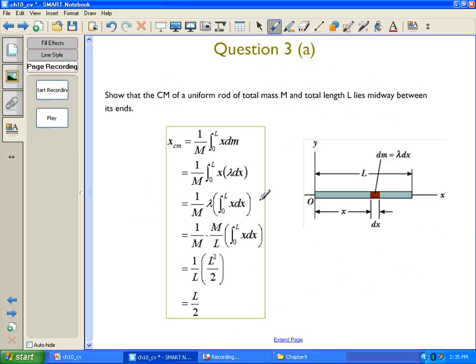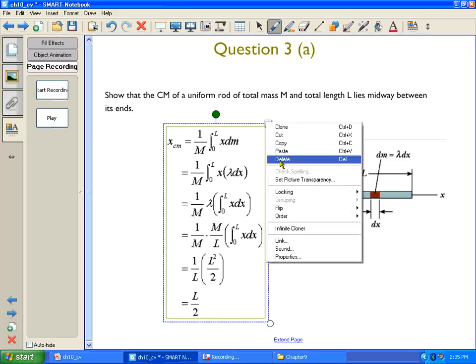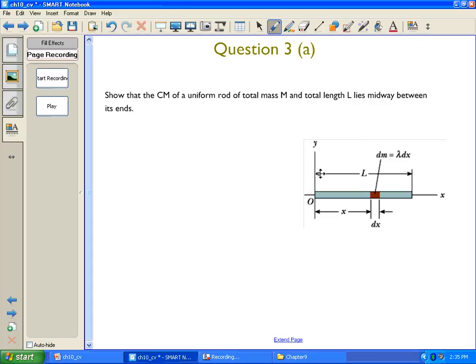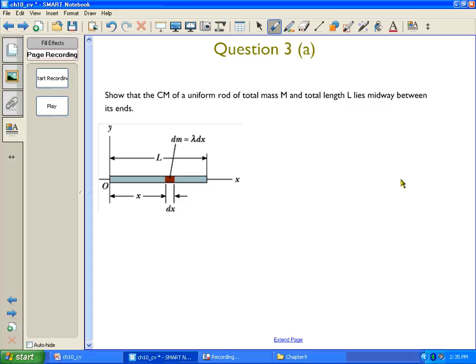Okay, next question. Show that the center of mass of the uniform rod of total mass M and total length L lies midway between its ends. Now, I've deleted the calculation here deliberately because I'm going to do it with you, and I'm going to show you step by step how you go about solving problems like this.